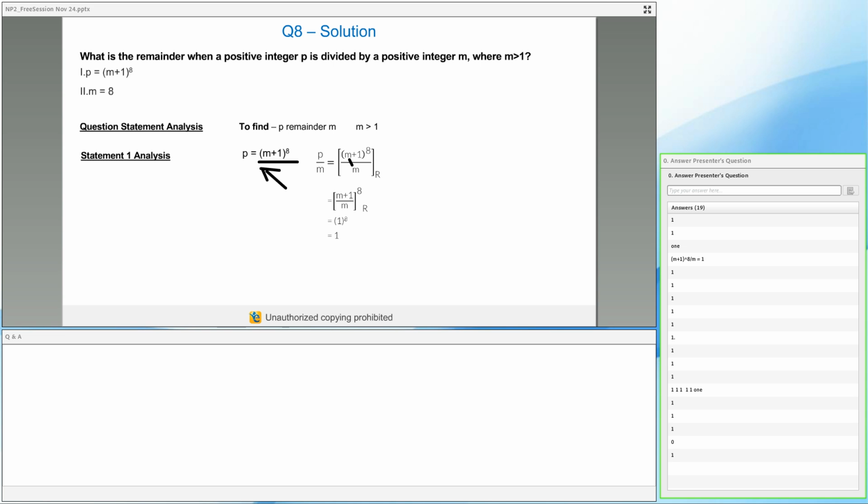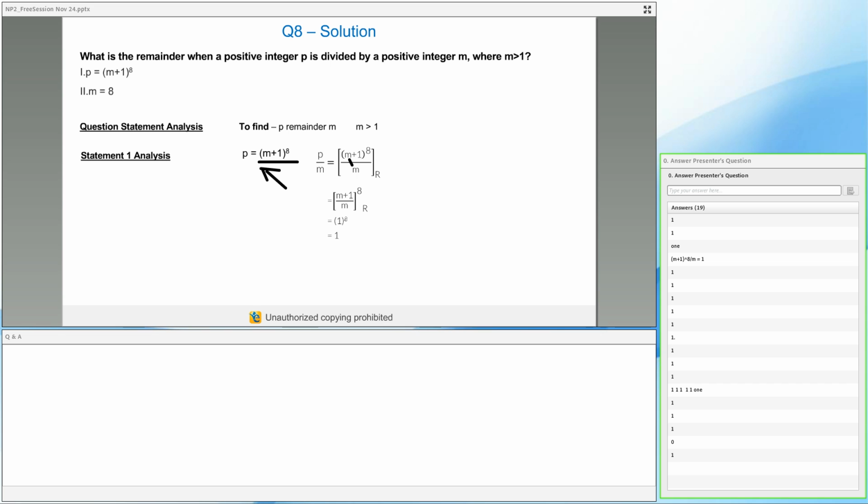Now think about it in terms of numbers if you are not comfortable with variables. When 3 is divided by 3, when 5 is divided by 5, the remainder is 0, right? What is the remainder when 1 is divided by m? When 1 is divided by anything, be it 3, 4, 5, 6, 7, it does not matter. The remainder will always be 1. So in short, when m plus 1 is divided by m, the remainder is 1.